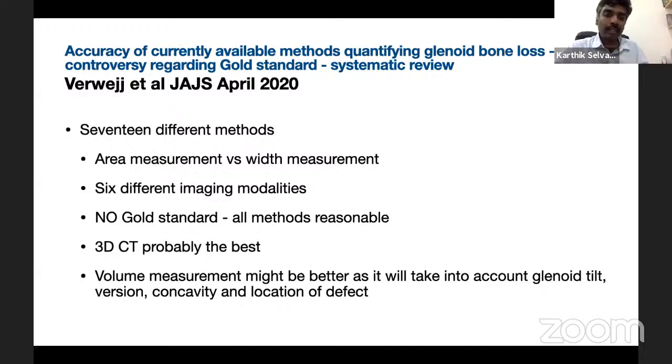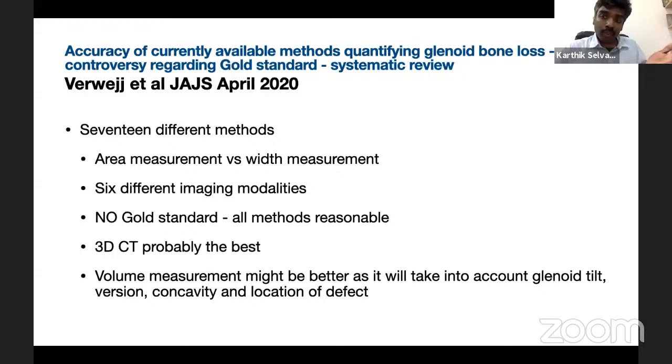Again, we are reiterating it. Volume measurement might be better, as it will take into account everything: version, concavity, location of the defect. You don't need to worry about all this if you're measuring the volume. But for that, you need a formula, you need a software. You can't do it on the normal CT machine.